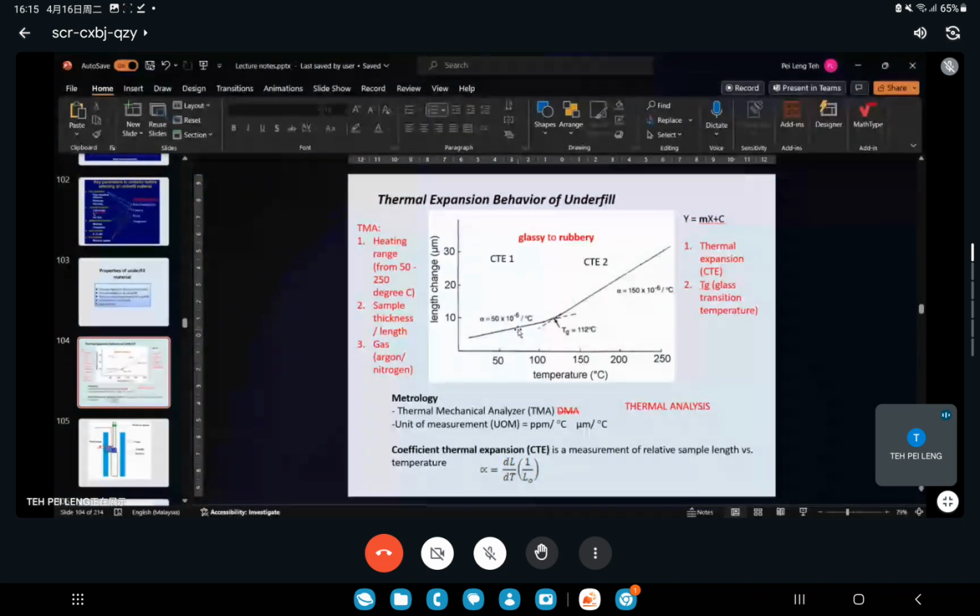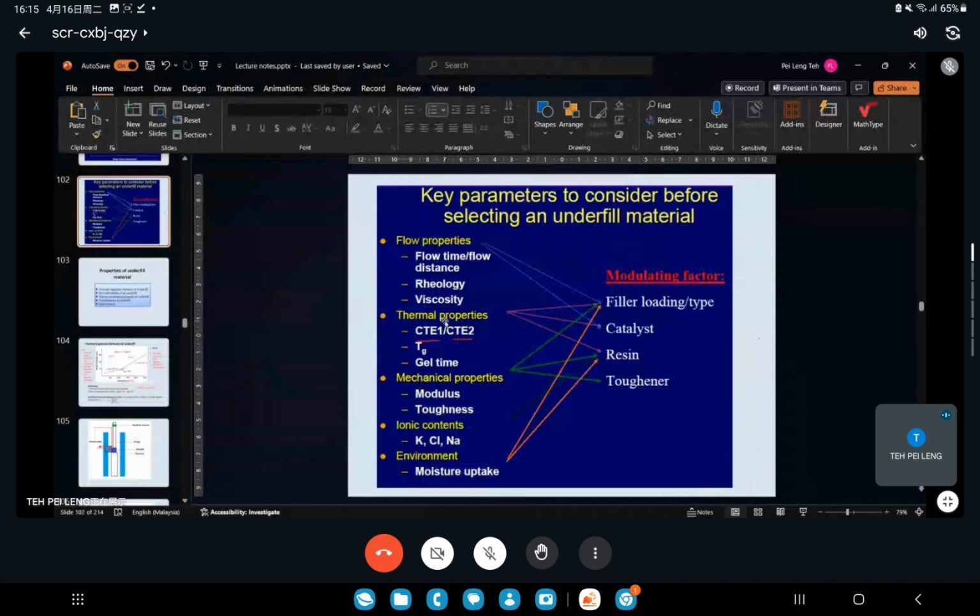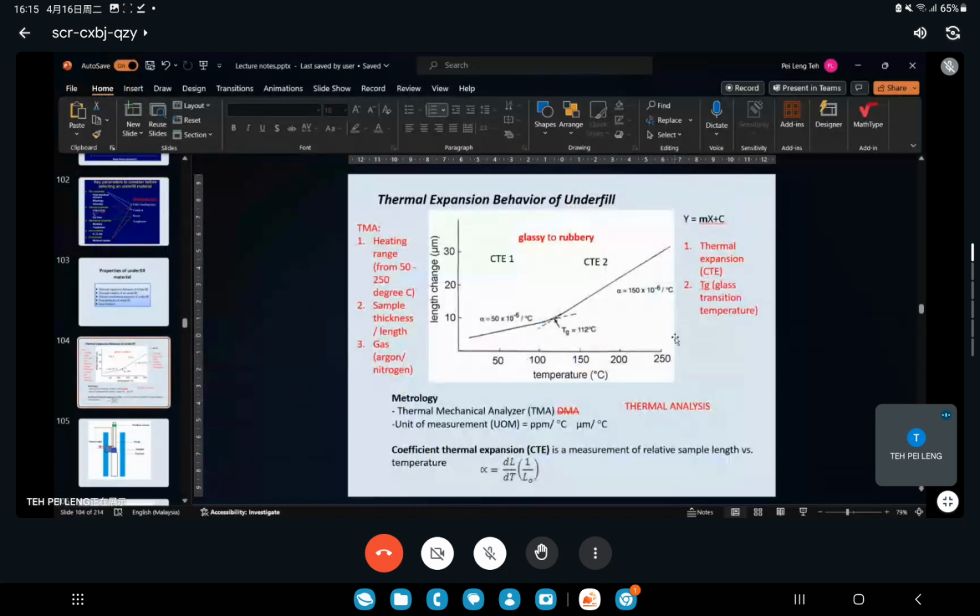You remember CTE, so this one comes back again. You need to compare the CTE of supplier 1 and supplier 2. Lower is better or higher is better? Now you know. Okay, back to this one. What else? You must have CTE 1 and CTE 2. From this graph you can actually explain so many things.